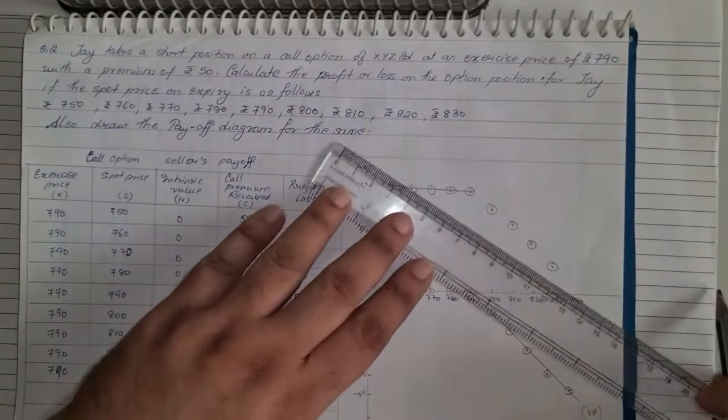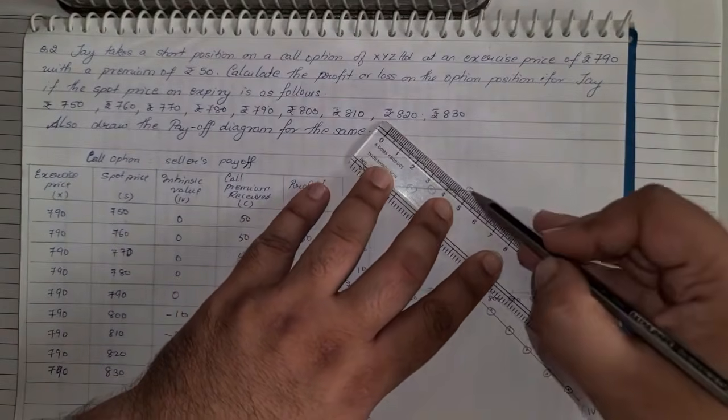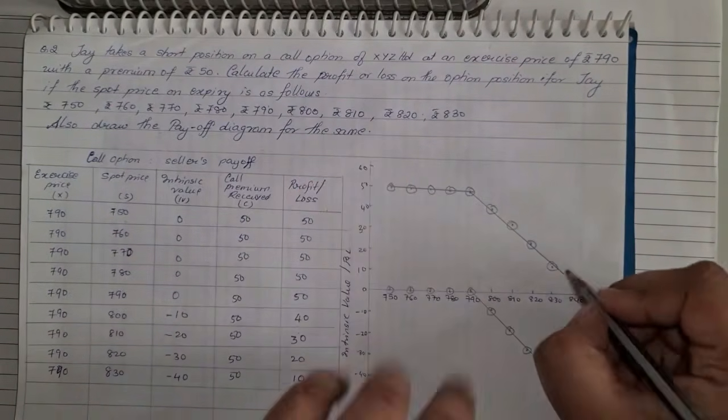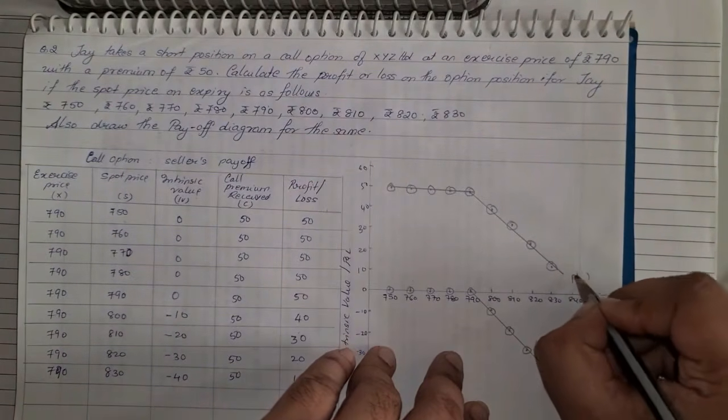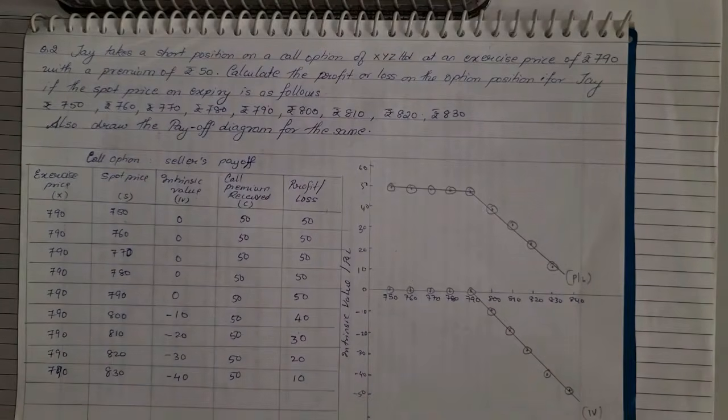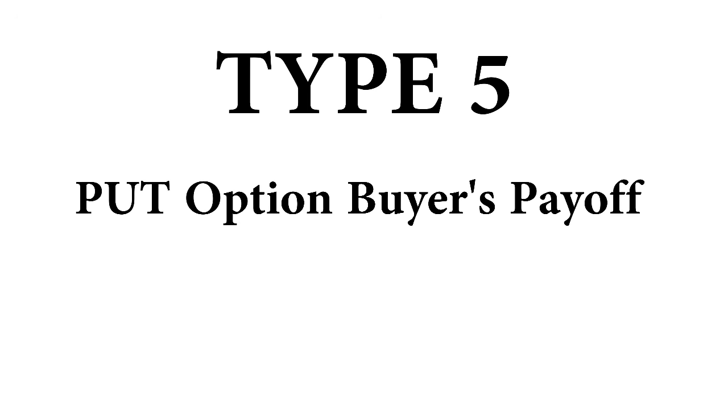So we'll just join it up, and the moment you join it, we will have our profit and loss curve. This is how we need to solve the sum which is based on a call option, where we have the seller's payoff. The next type of sum, type 5, is put option buyer's payoff. So let us see how to solve the sum.